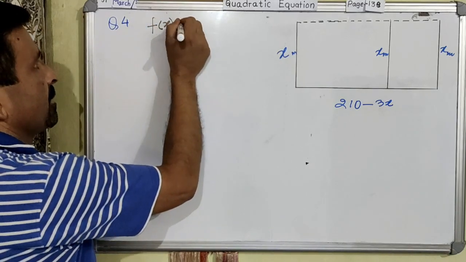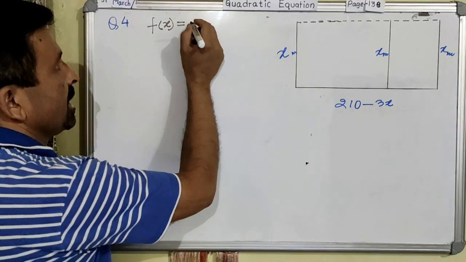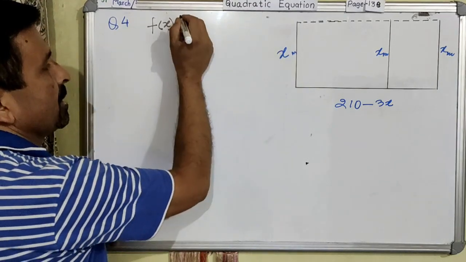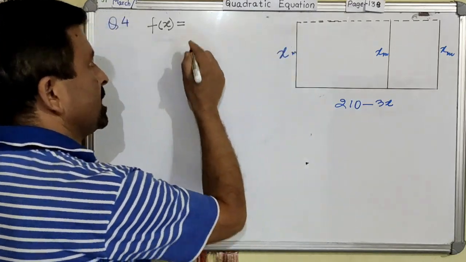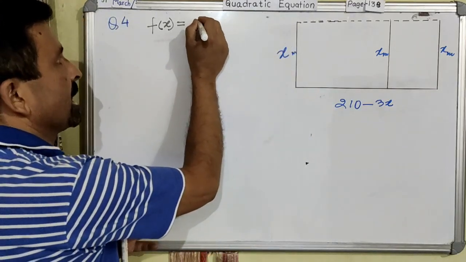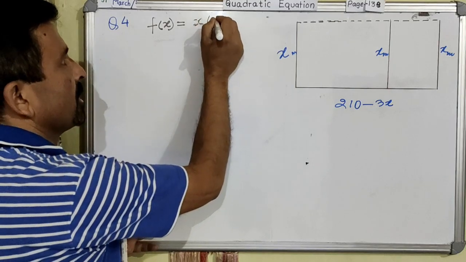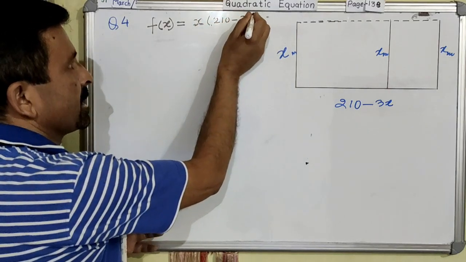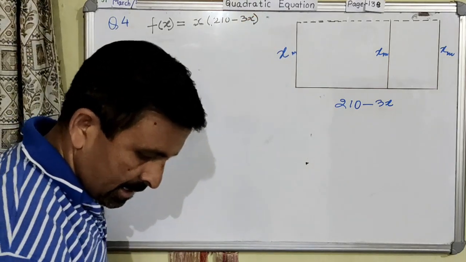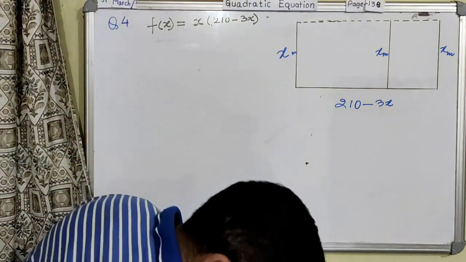Now I am going to write the function for the area of the playground. f(x) is equal to length into breadth, and the length is 210 minus 3x and the breadth is x meter. So f(x) equals x into (210 minus 3x). Is it understood?